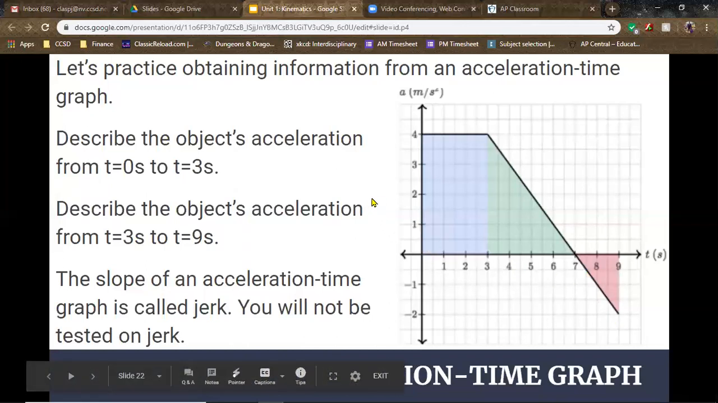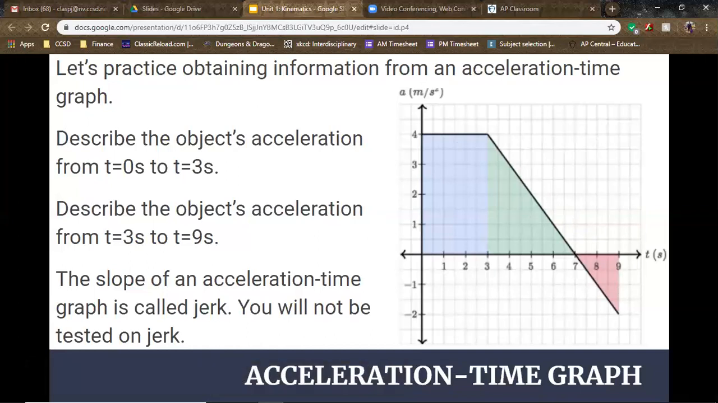The slope of an acceleration time graph is called jerk. You're not gonna be tested on jerk. You don't need to know that, all right? So I guess I don't know why I told you that, but there you go.